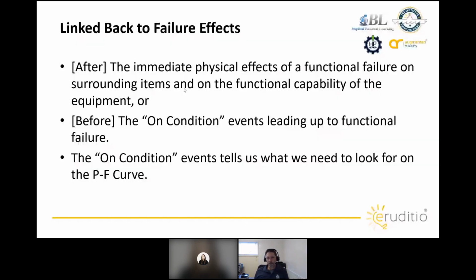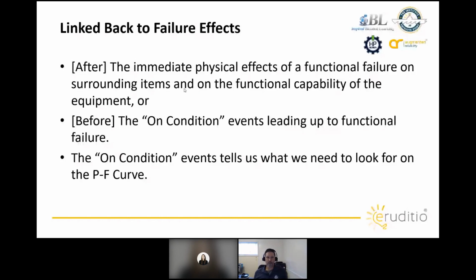Now, the other thing we want to talk about before we move too far is we have to understand the failure effects. All right, so we're going back to our FMEA roots here. And if we look at our failure effects, we want to understand two things. The immediate physical effects that failure has on the surrounding equipment. All right, so that tells us the consequence of the failure, that type of thing. But also the before, or the on condition events leading up to a functional failure.